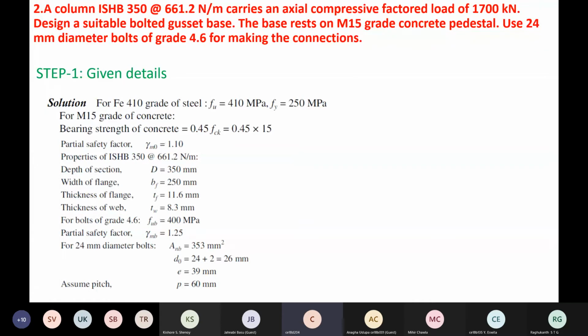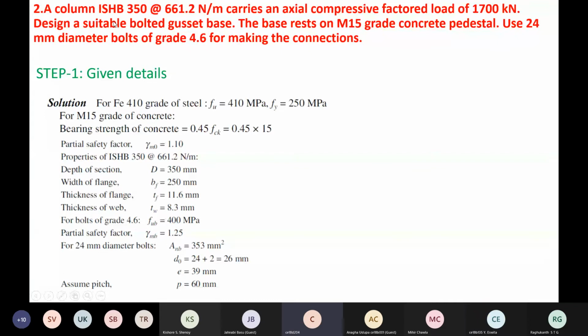In the first step, we'll write down the given details. We know for Fe 410, fu and fy are 410 MPa and 250 MPa. Since the grade of the concrete is M15, the bearing strength of the concrete is given as 0.45 times fck, which is nothing but 0.45 into 15. You just calculate and tell me. 0.45 into 15 is 6.75 Newton per mm square.